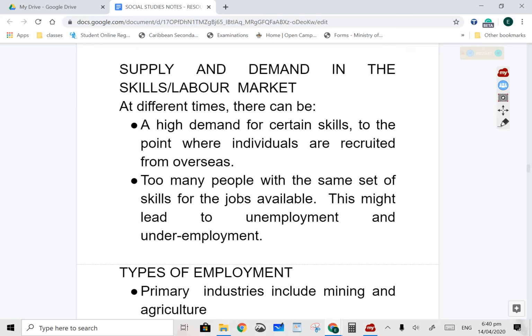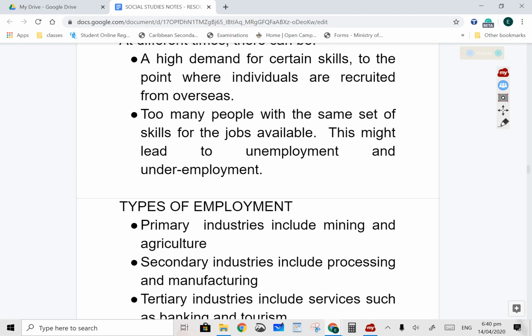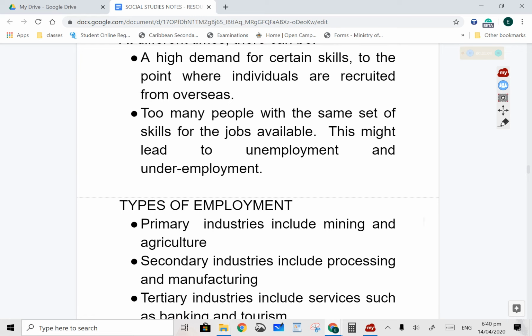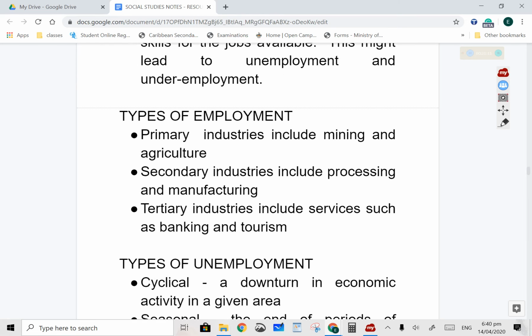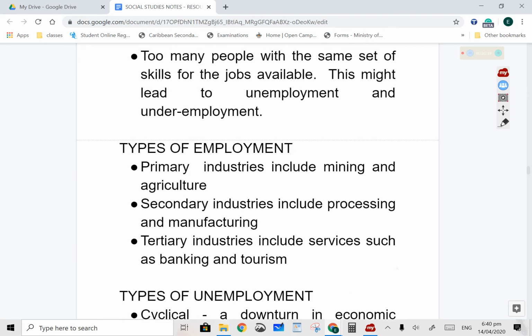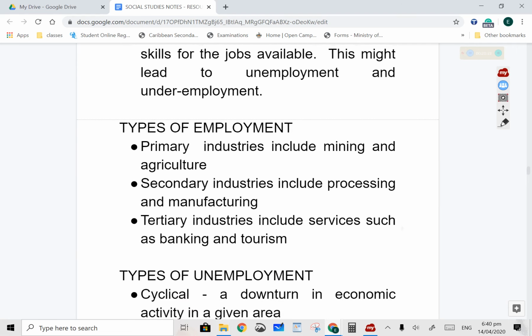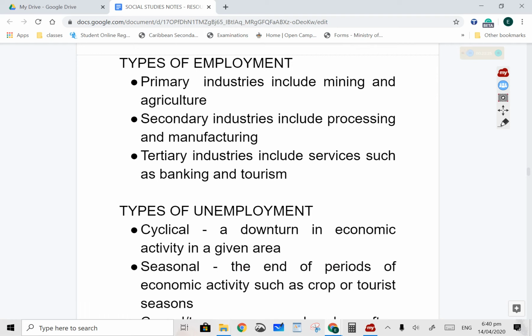So the other aspect of it is that sometimes we have too many people with the same set of skills for jobs available, right? So it might lead to unemployment. People might go to universities, etc., and gain a high level of education, after which point they are unable to get a job to suit their qualification because there is a glut in the market for the type of skills that they have. There are too many people with the same skill set.